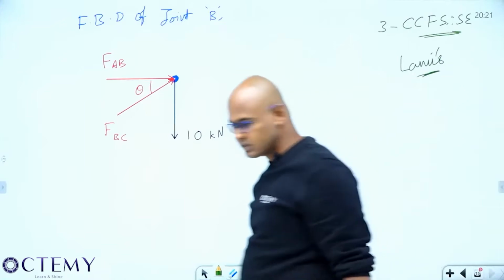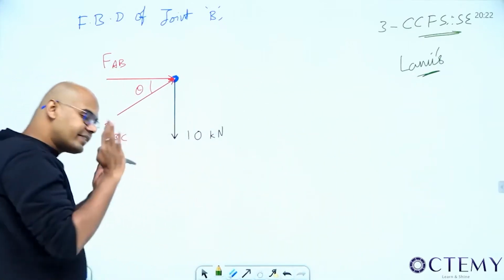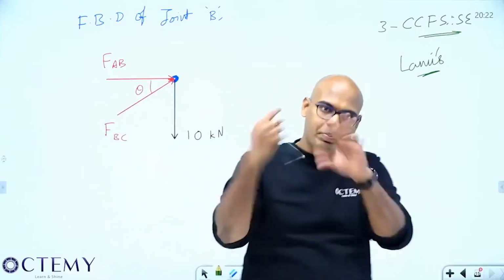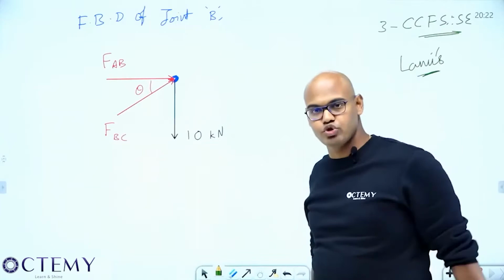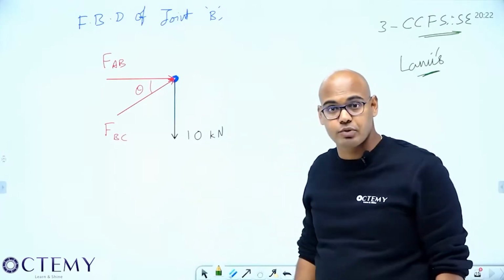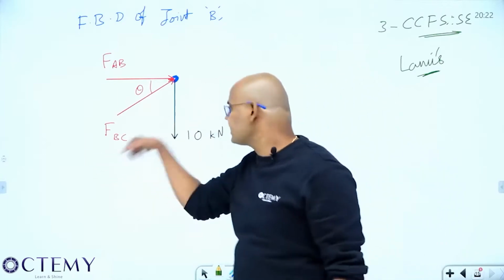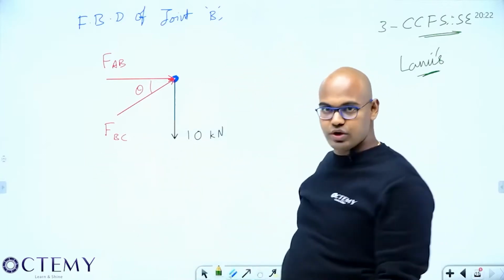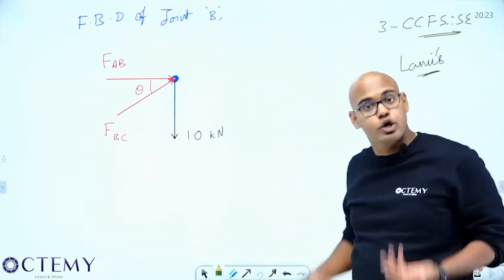Can I apply Lami's theorem or not? Tell me. See, listen. This 10 kilonewtons down is given, I know the direction for sure. What about FBC? Who knows whether it is towards the joint or away from the joint? I don't know. So that means I don't know the angles. If it is like this, then it will have one angle. If it is like this, it will have one more angle. The directions are assumed by me. I have taken towards the joint. So I cannot do that.